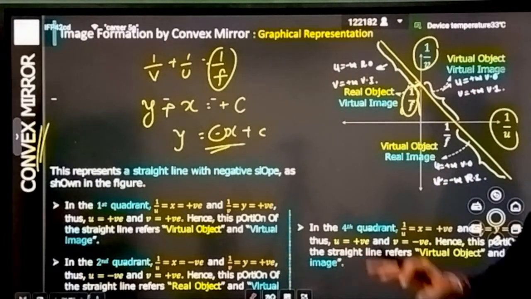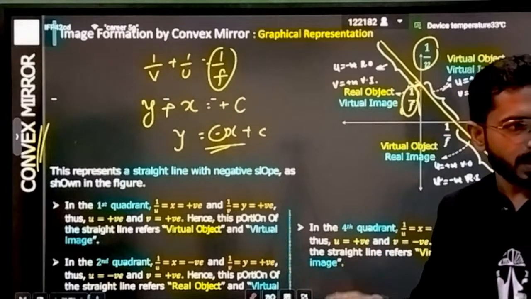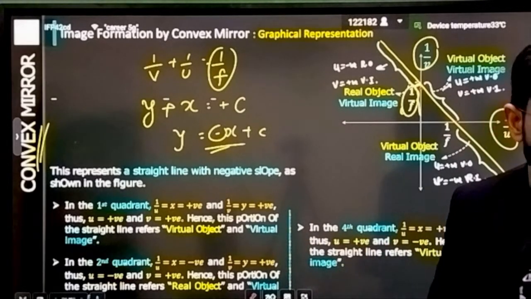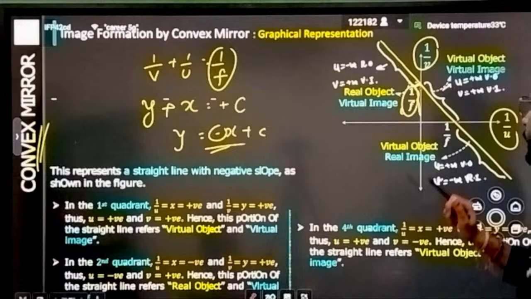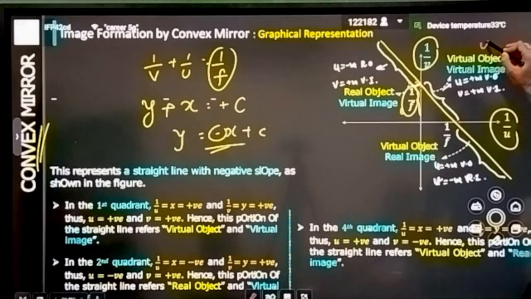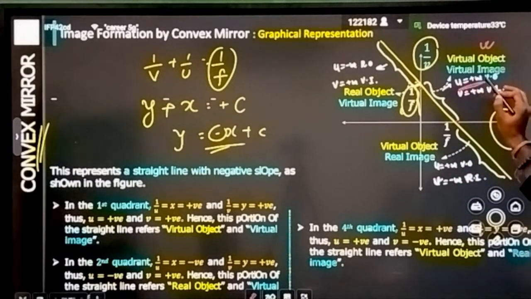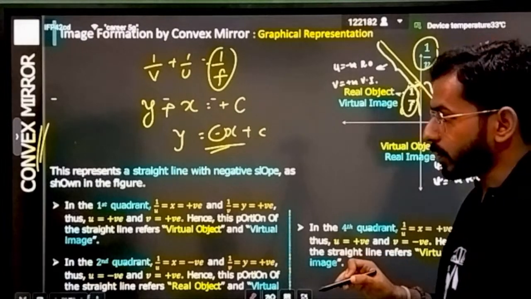Please read it out. I am explaining for this case. For the next case, you have to understand by yourself how these things are happening. Understand the first quadrant. In the first quadrant, u is positive. U is positive for a convex mirror.